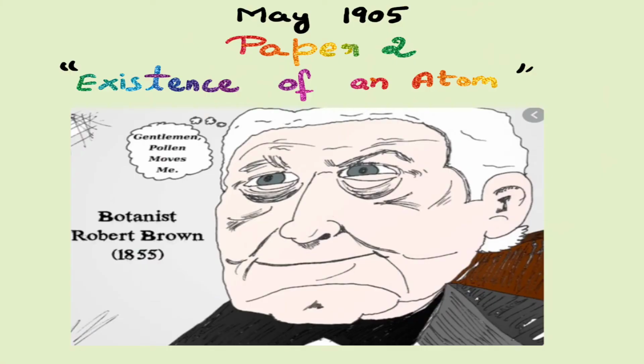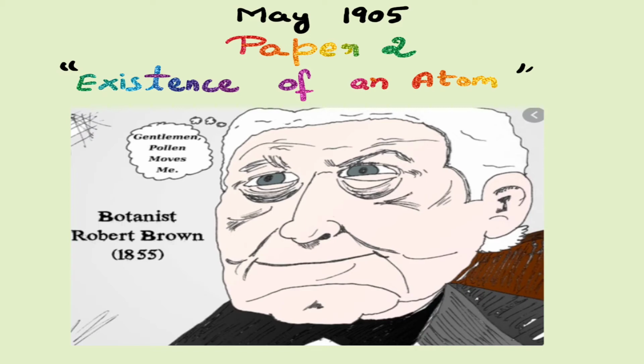Einstein submitted his second paper in the month of May 1905, stating the existence of an atom. This paper explained Brownian motion. The botanist Robert Brown noticed that pollen seeds suspended in water moved in an irregular swarming motion.